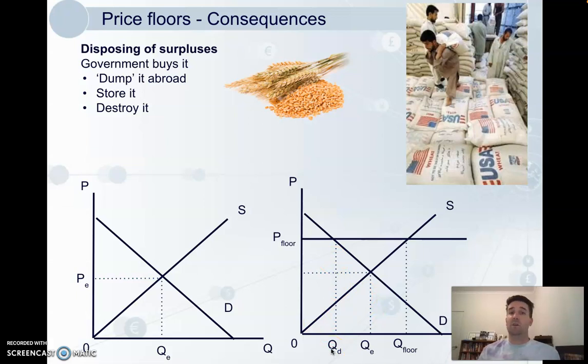So what to do with the surplus? Lots of things. The government will buy that surplus. How much will they buy? They will buy the entire surplus. They will buy this area here, this whole rectangle.